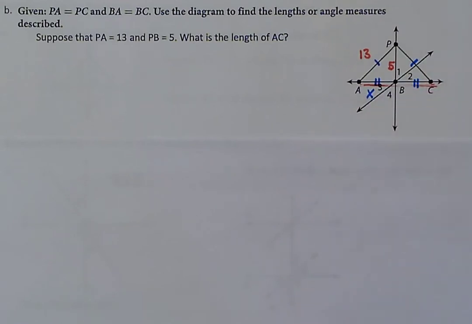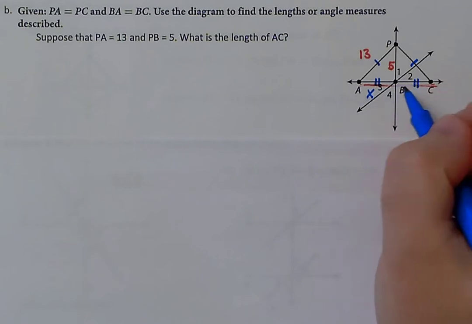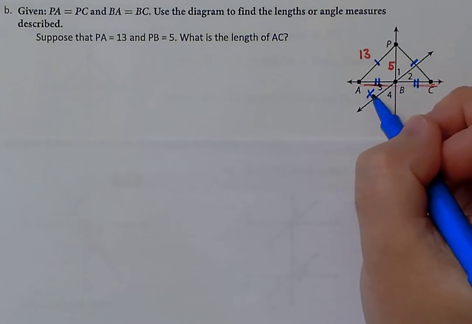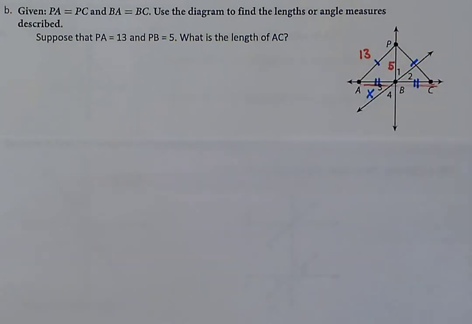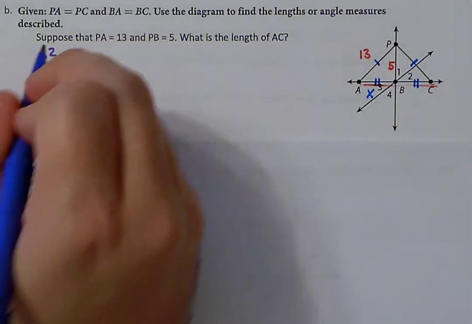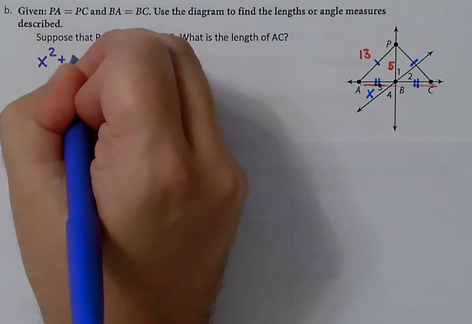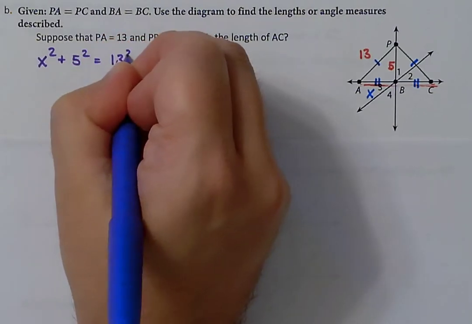It might be easier to follow. So I don't know what this segment of AB is, so we're going to call that x. This is my A, this is my B, and this is my C. So if I go through and write the Pythagorean theorem, it would be x squared plus 5 squared equals 13 squared.